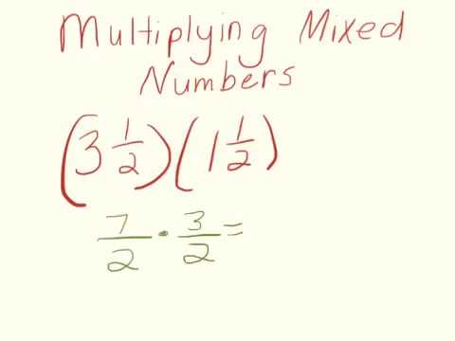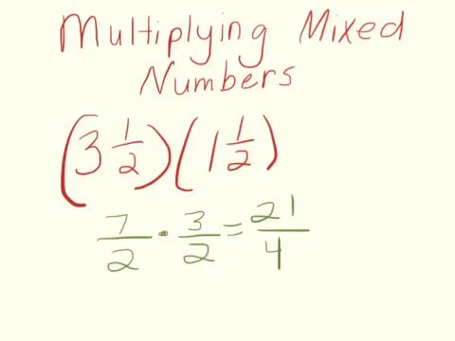And then the next step is we're going to multiply the numerator, so 7 times 3 is 21, and multiply the denominator, so 2 times 2 is 4, and then the last step is to simplify.